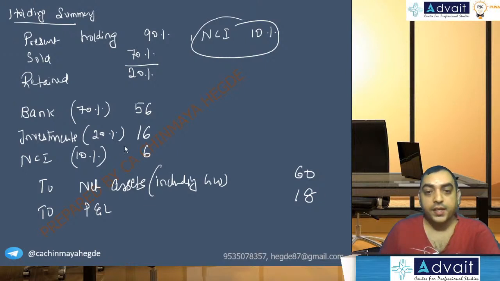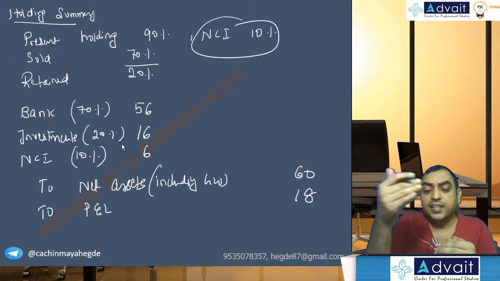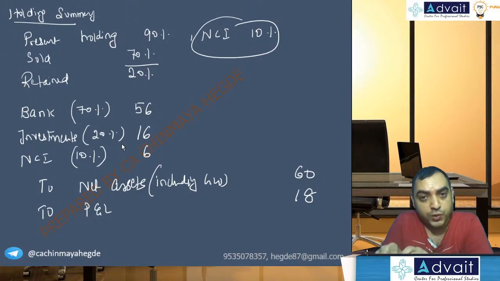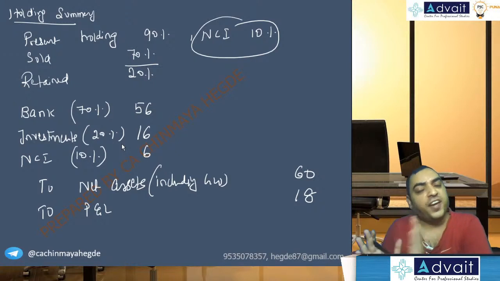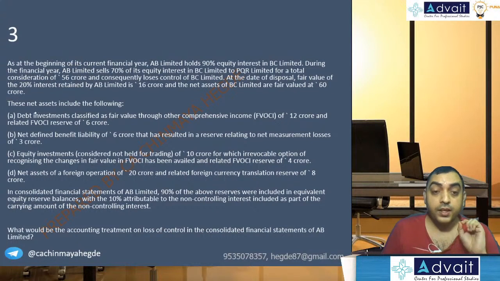Okay, good. Got it. So this is one part. This is the regular part. That is, you are having 90%, you sold 70%, control is lost, NCI is to be derecognized, goodwill to be derecognized, net assets to be derecognized. But you continue to have 20% control. That should be an investment in associates. You will continue to show it at fair value method. So far, no issues. Now let us take one by one adjustments.